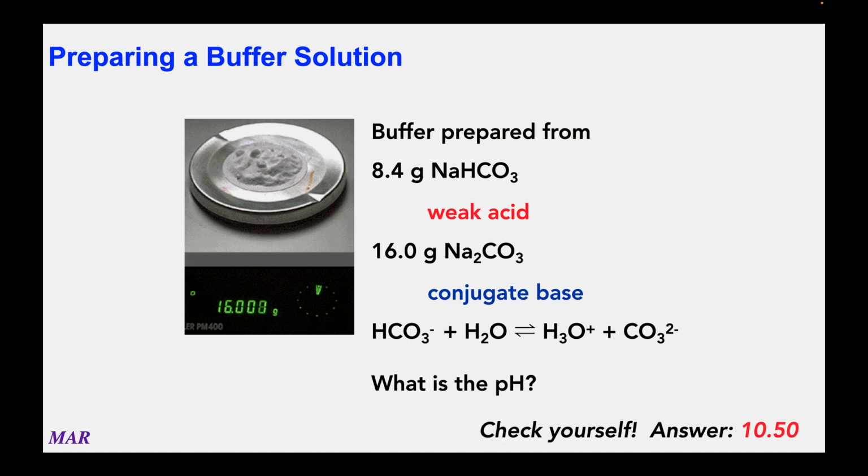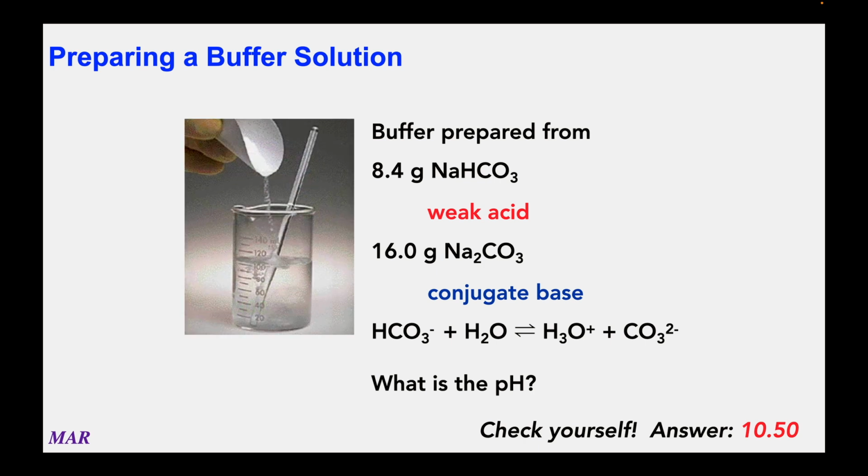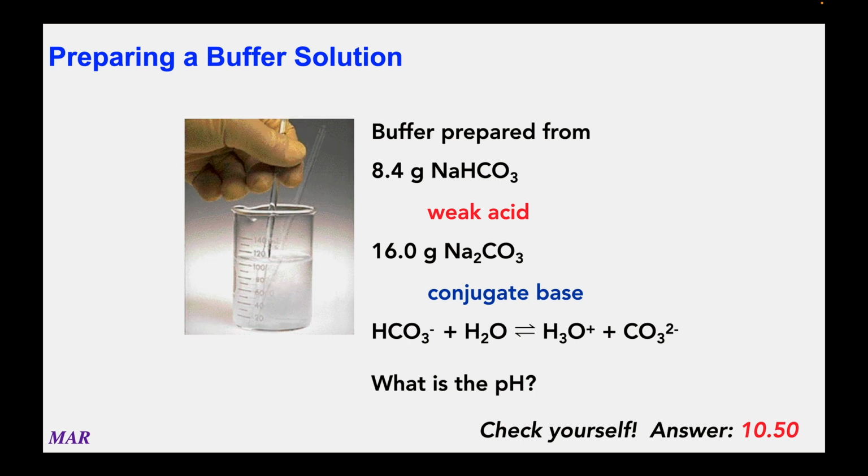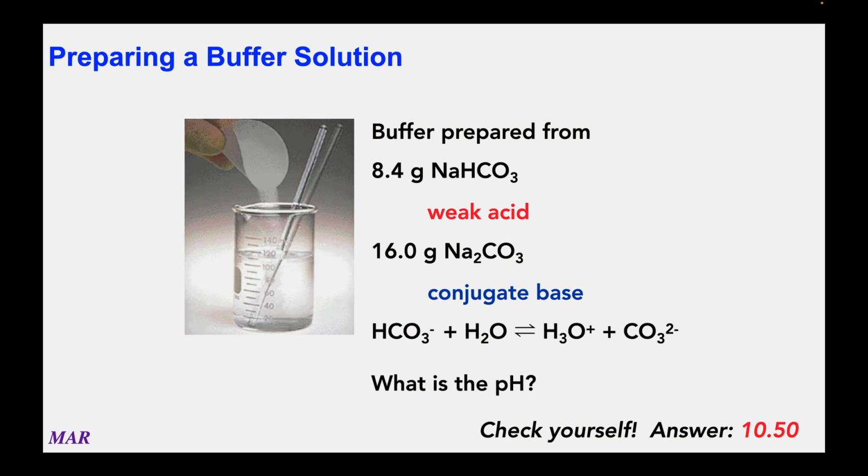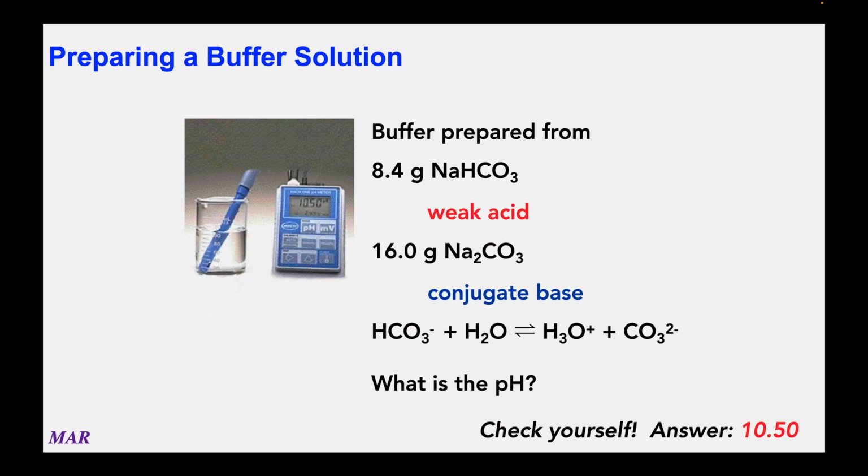To prepare our buffer solution, we first weigh our conjugate pair: 16.0 grams of sodium carbonate, the weak base, and 8.4 grams of sodium bicarbonate, the weak acid. We dissolve these solids in 100 milliliters of water. The final buffer solution has a volume of about 120 milliliters and a pH of 10.5.